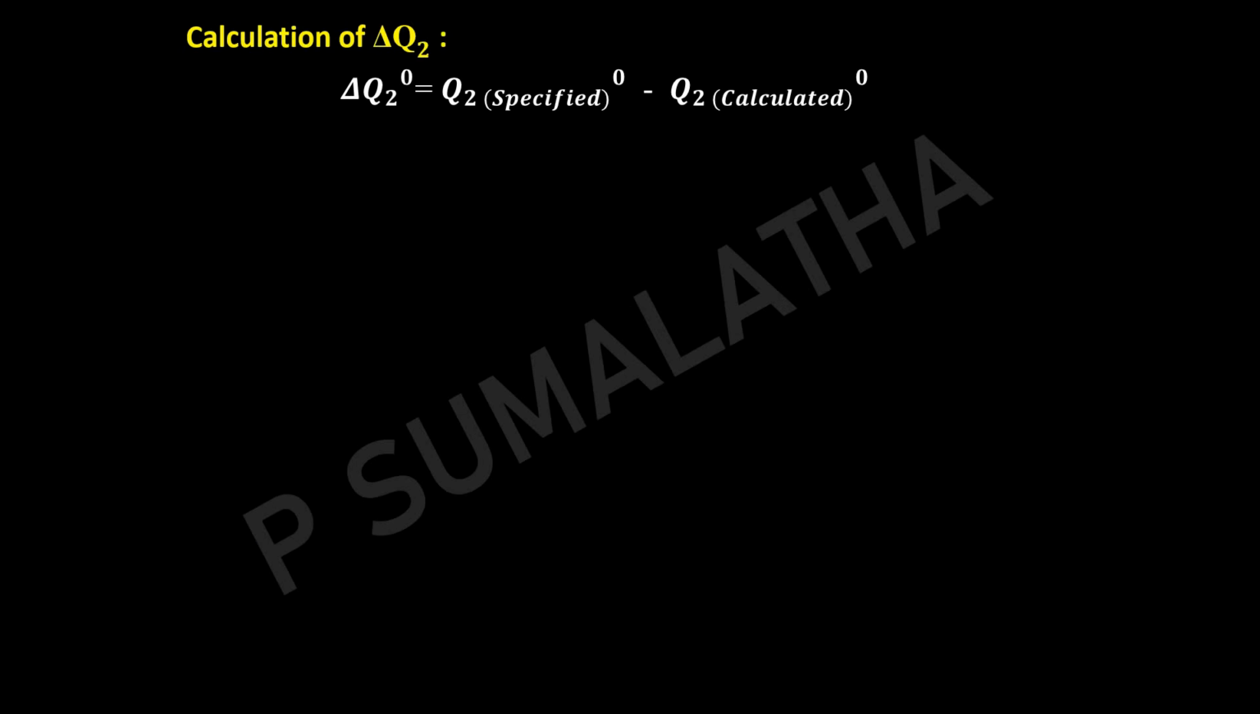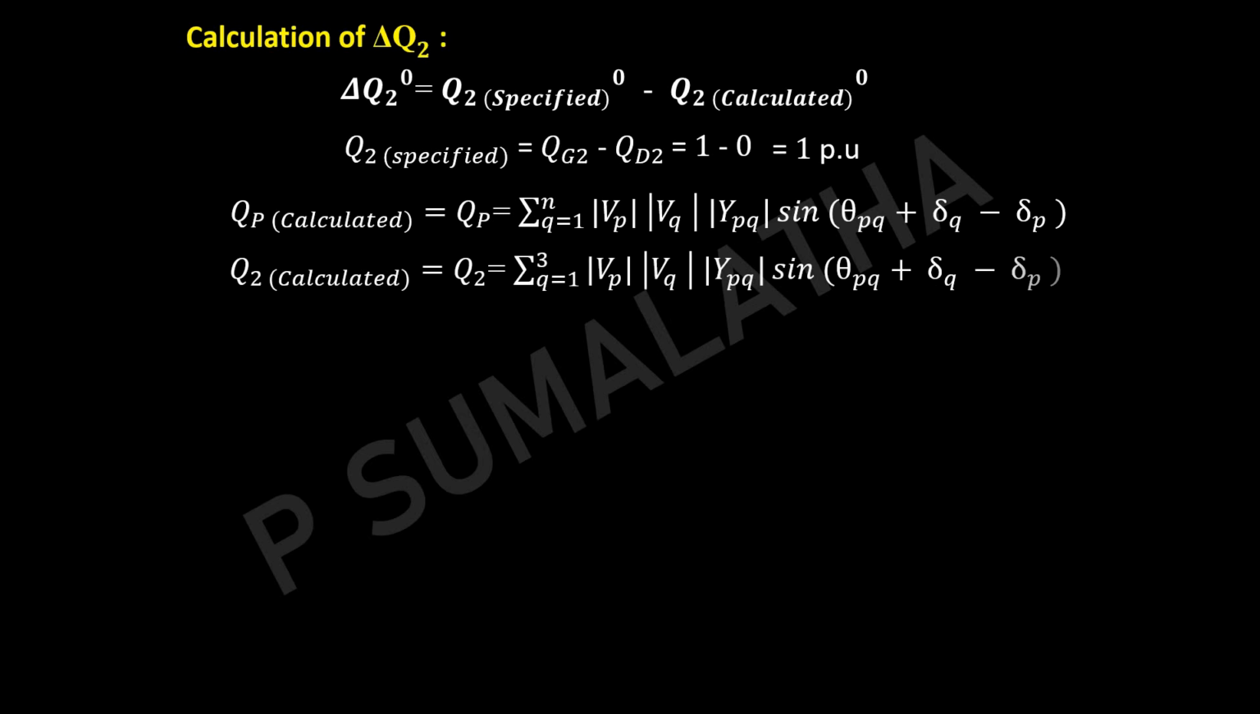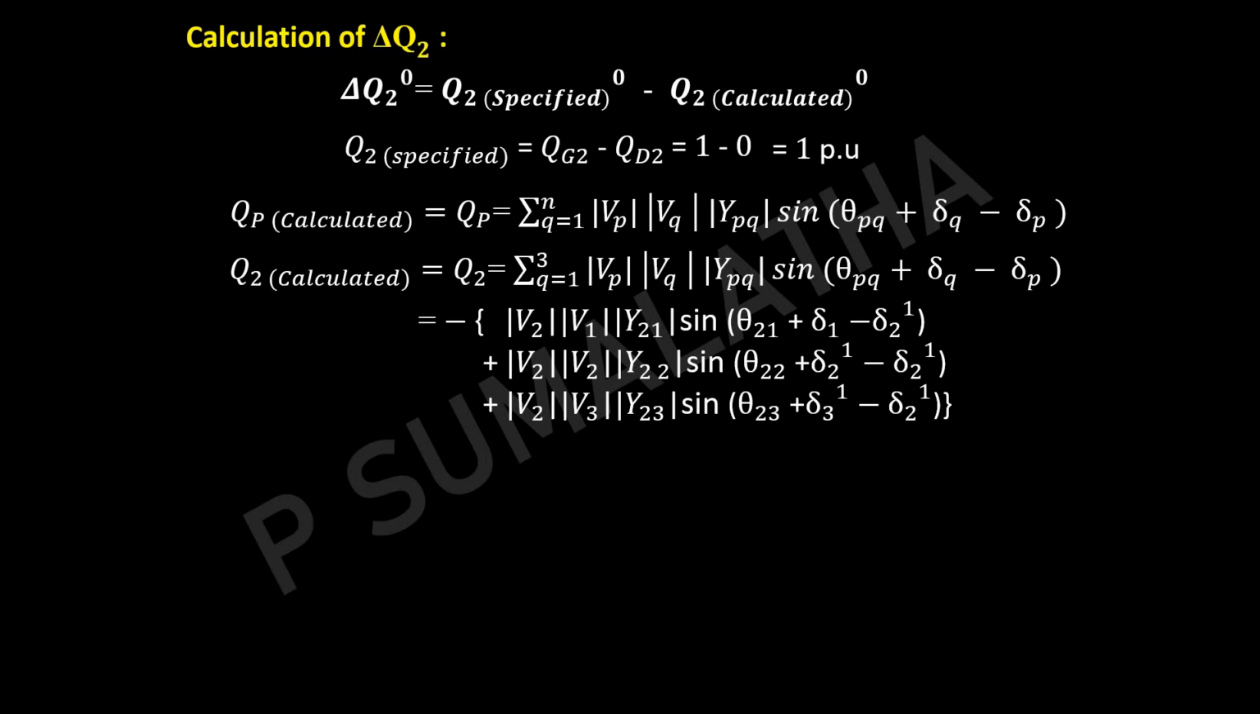Calculation of delta Q2. We know again delta Q2 is Q2 specified minus Q2 calculated. Q2 specified is again Qg2 minus Qd2, that gives us 1 per unit. And the Q2 calculated value, if you expand this equation, this is the equation we will get. So here if you see, I have represented del 1 1. So by now we have got all the delta values, yes or no? Del 1 1 value we know, that is 0 degrees, and del 2 1 just now we have calculated, del 3 1 also just now we have calculated.